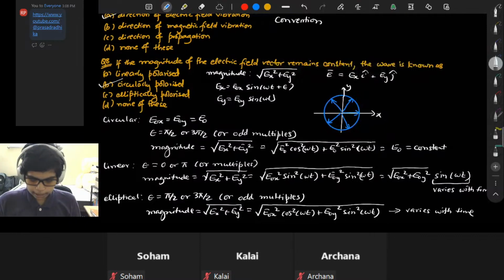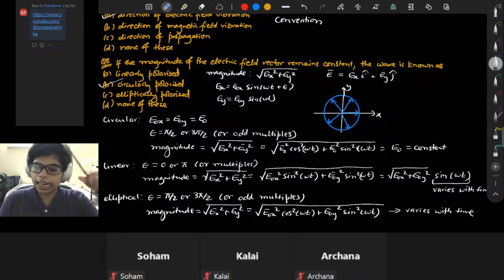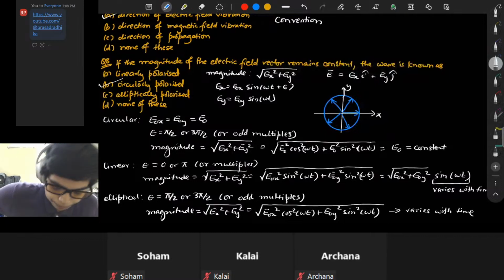So this is how the electric field will go around, and since the radius of a circle is constant, and the radius is the magnitude, that's why this magnitude is constant.